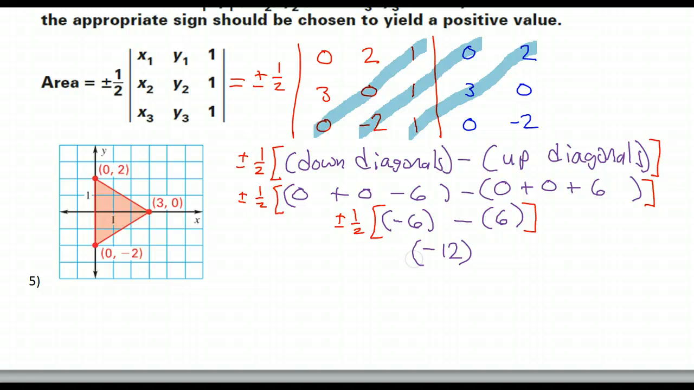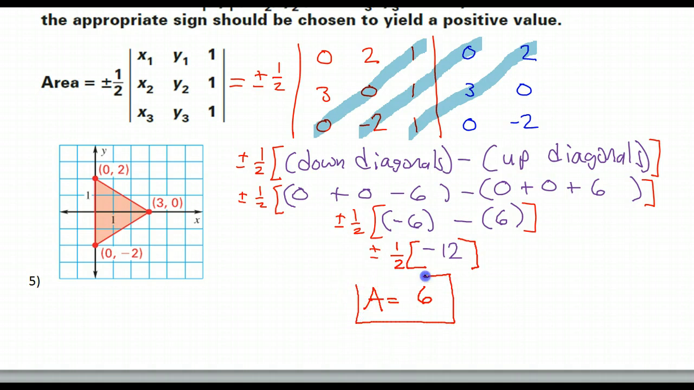Alright, in fact, just to be consistent, I will use the little square brackets now. So plus or minus 1/2 of -12. So 1/2 of 12 is 6. So I need to always make sure that this area is positive. So that means the area of the triangle is 6. So that is how you use matrices to find the area of a triangle. Who knew?